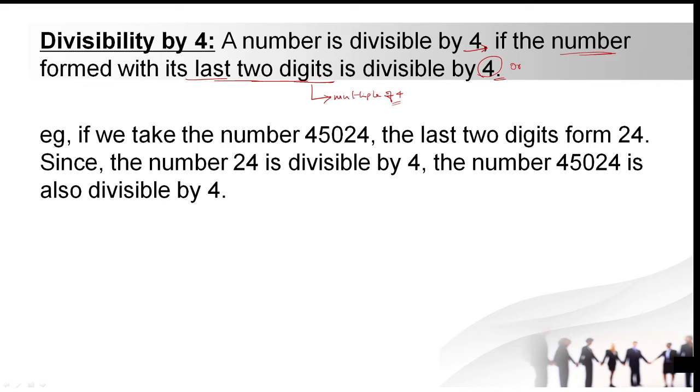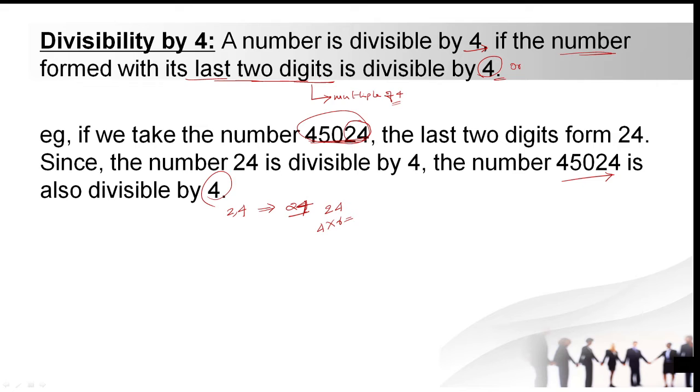Okay, I have given one example here, that is 45,024. So what is the condition? The number formed with its last two digits. What are the last two digits? 2 and 4 are the last two digits. The number formed from those two digits, 2 and 4, is 24, and this 24 is a multiple of 4. How many times? 4 sixes are 24. So that's why we can say the entire number is divisible by 4.